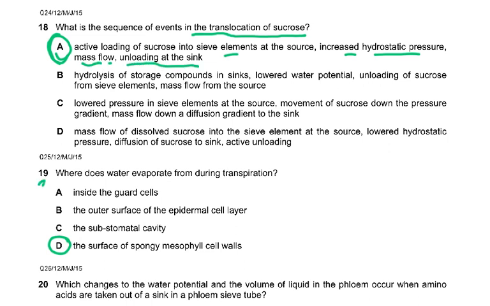Then question number 19, where does water evaporate from during transpiration? Naturally, the surface of the spongy mesophyll cells. Evaporation takes place when the water vapor diffuses out of the stoma, which is not through the guard cells, but in the space between the guard cells.